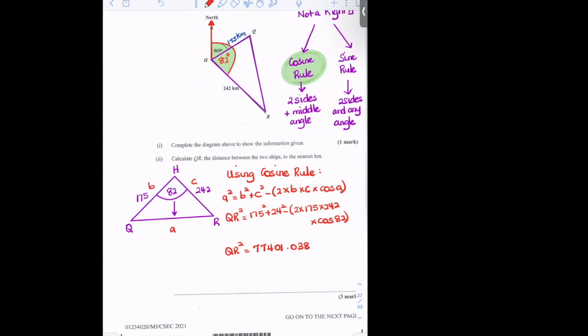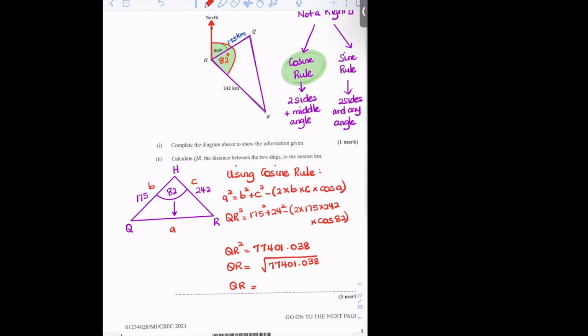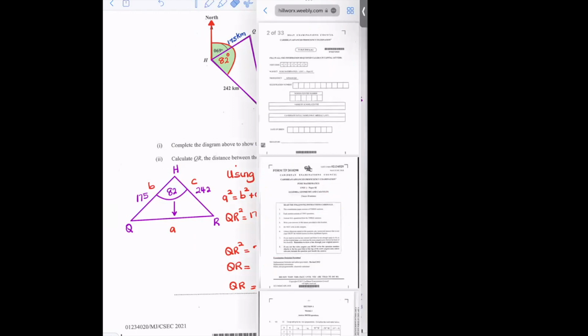Yes, miss. So QR is the square root now of 77401.038. Give me the answer to 2 decimal places, please. Miss, you put 24 square instead of 242 square. 242, all right. Oh. What happened to this?